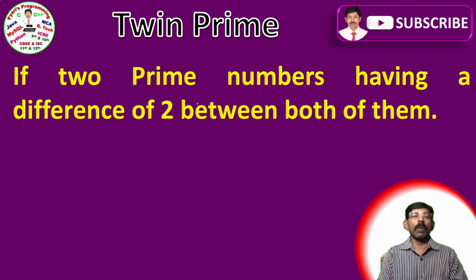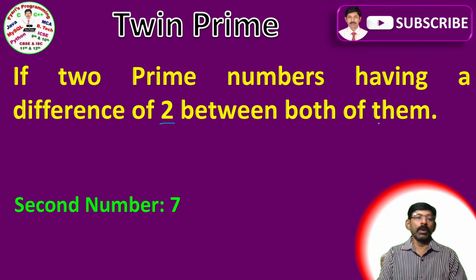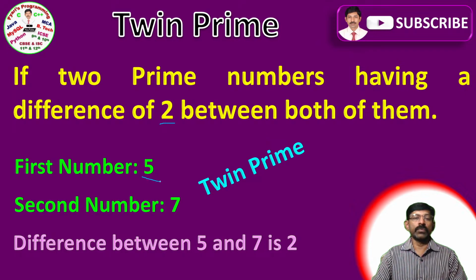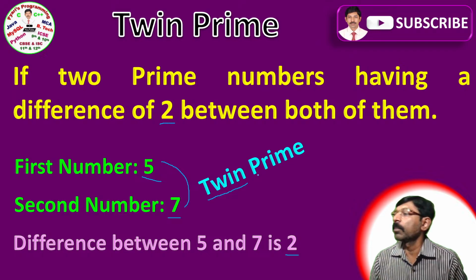Now let's talk about twin prime. If two prime numbers have a difference of 2 between them, then it is called twin prime. For example, first number is 5, second number is 7. Both are prime and their difference is 2. Hence it is called twin prime. Hope I am clear to everyone.